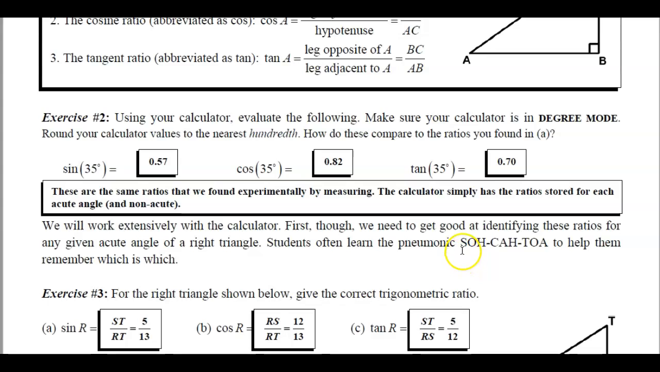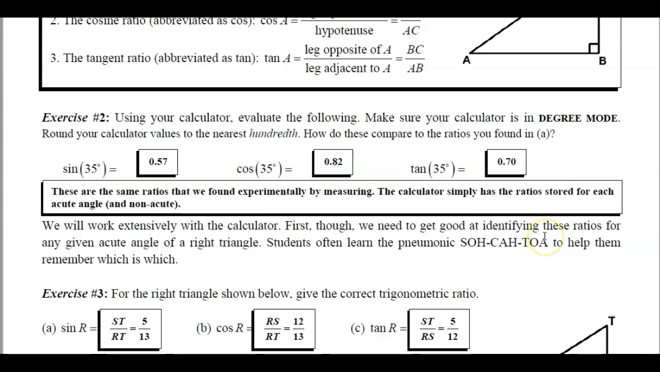If you're talking about sine, it's the opposite side and the hypotenuse. And not only is it identifying the two sides, it's also telling you what order to put them in. So sine is opposite over hypotenuse. And cosine involves the adjacent side and the hypotenuse, so it's in that order. And so you would make a fraction adjacent over hypotenuse, and that's your cosine. Tangent is opposite over adjacent.